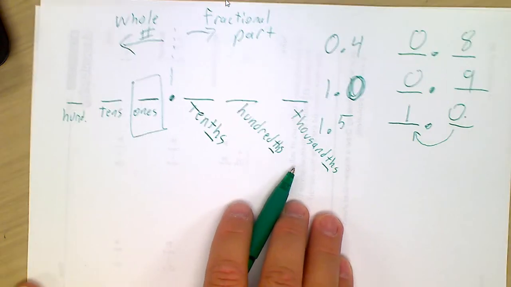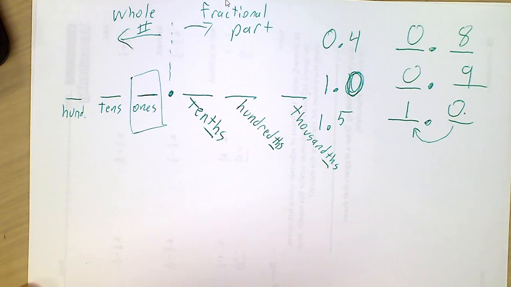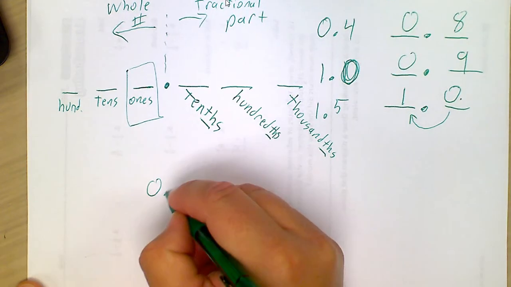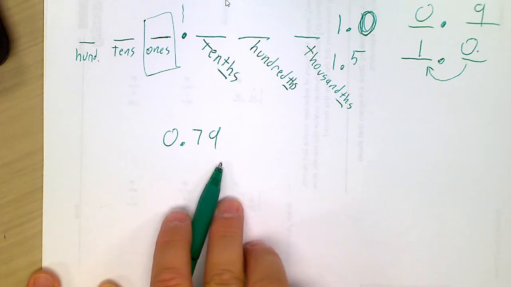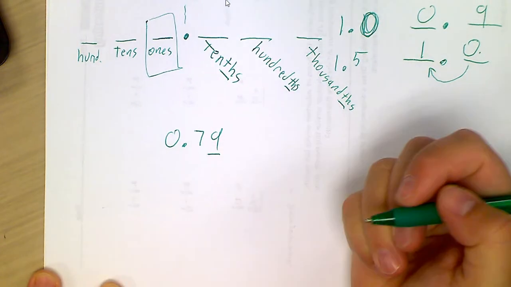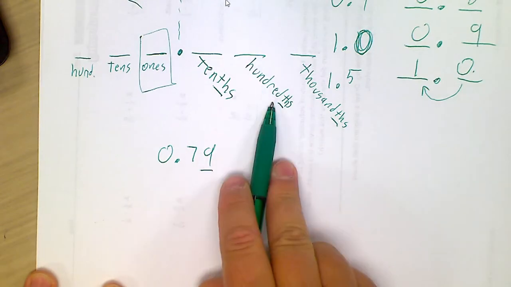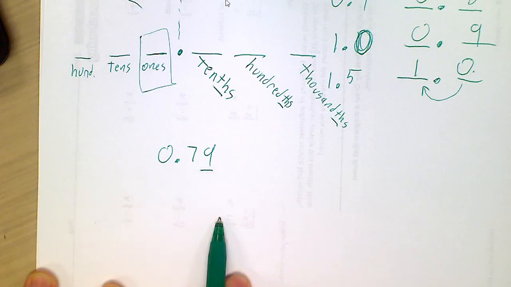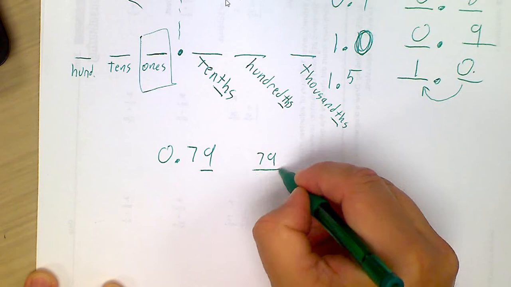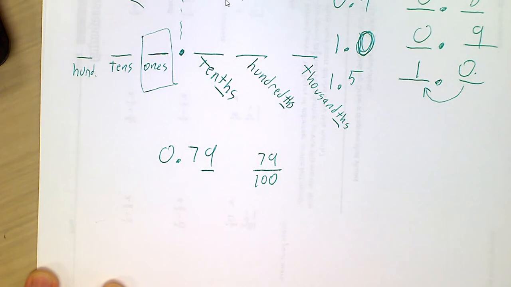Now I'm going to tell you right now, the way you read this, you just read the number that's there, and then you go straight down by where it ends. So if I had a decimal like this, the way you would read this is 79, and that last number is in the what place? Look at the second place over. We just did this. Hundredths. So that is 79 hundredths. As a fraction, 79 hundredths looks like this: 79 over 100.